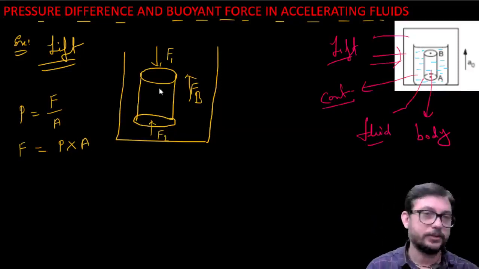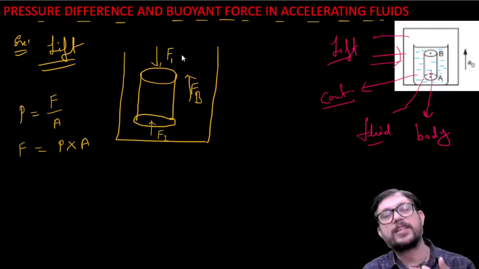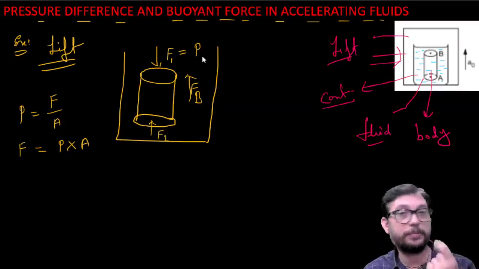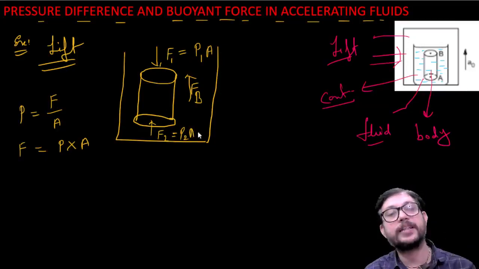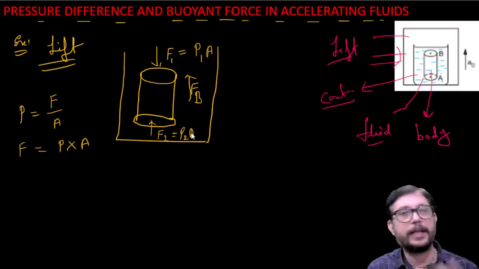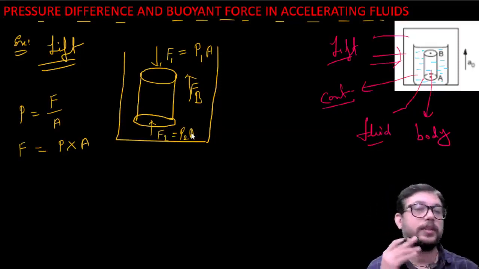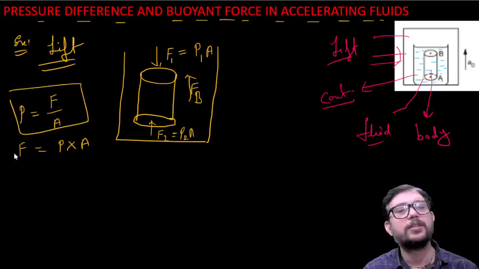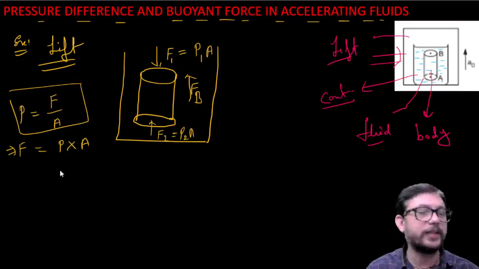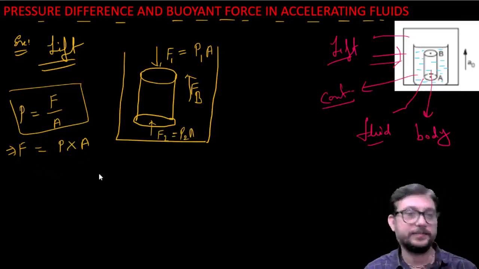Now F1 can be taken as P1 times A, since the pressure is different because the height is in the vertical direction, and the area is the same for the upper edge as well as the lower edge. F2 can be taken as P2 times A. So we have F1 equal to P1A, and F2 equal to P2A. This is the basic formula, as you know very well, and by using it we can easily calculate the force as P into A.